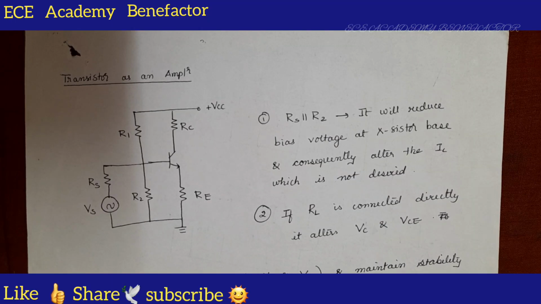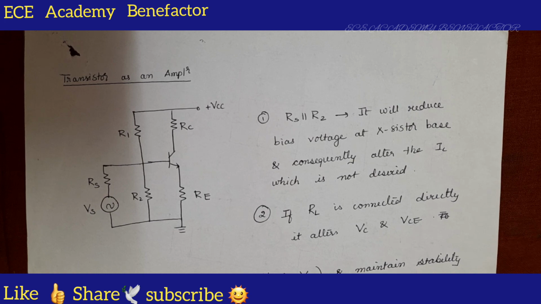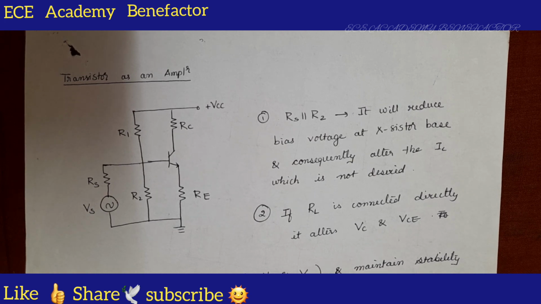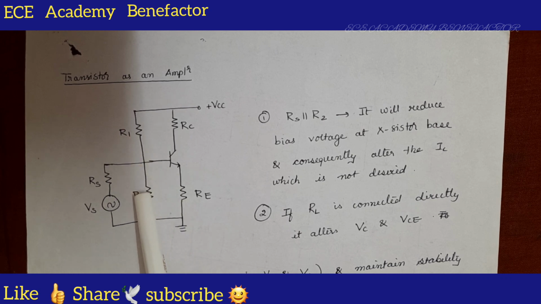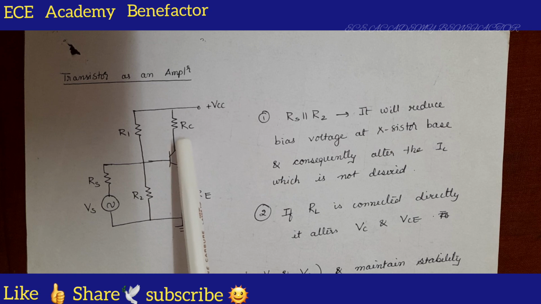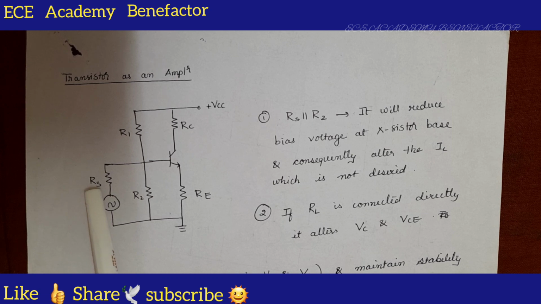In this class we will be seeing transistor as an amplifier. So, we have connected this transistor in CE mode, resistor R1, R2, voltage divider, RC is the collector resistor, RE is the emitter resistor, source voltage, source resistor.